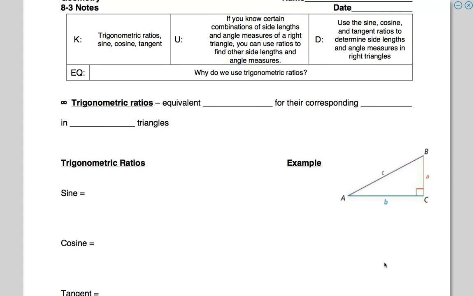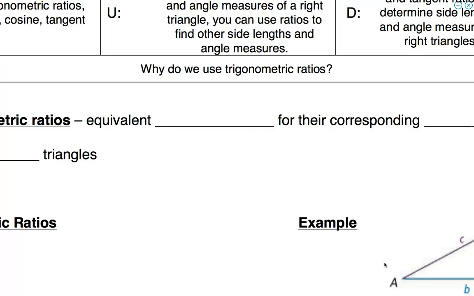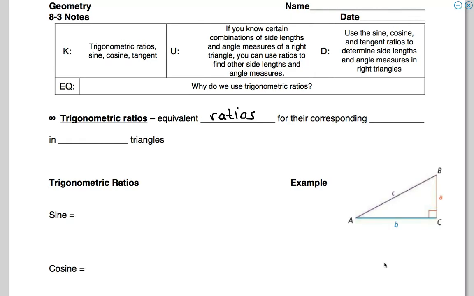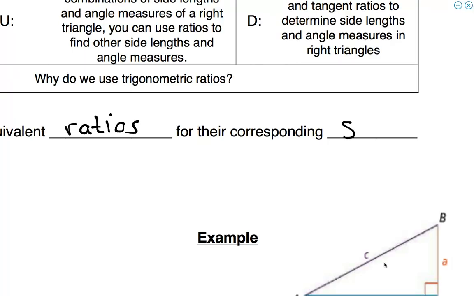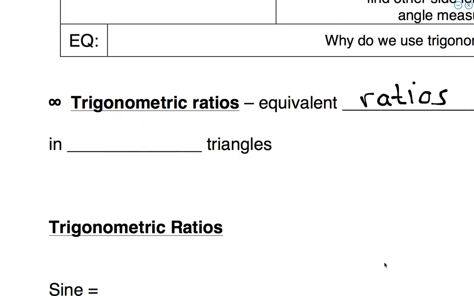So trigonometric ratios are equivalent ratios for their corresponding sides in right triangles. And this is very important. That is right triangles. Right now, with this level of trigonometry, it's only allowed to work in right triangles.